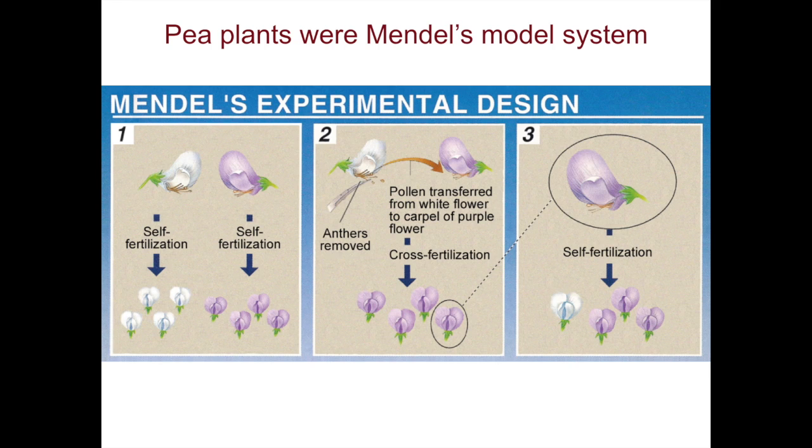Mendel chose a very good model system to study how traits were transmitted during reproduction. He used pea plants that could either self-fertilize or be crossed to another plant. By following a number of traits through many generations of pea plants, he formulated his two laws of genetics.